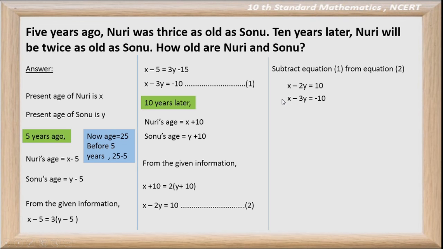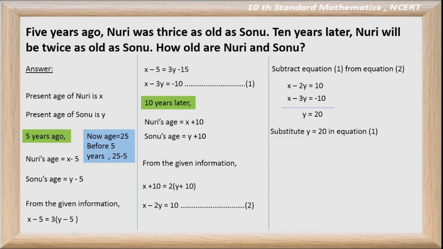Now change the sign. So here minus x, this minus will change to positive 3y equal to minus 10. Minus 10 will become positive 10. The x term got cancelled, eliminated, and minus 2y plus 3y. Minus 2 plus 3 is 1, so 1y. The sign is that of the bigger one, which is positive. So we will get y equal 10 plus 10 is 20. We got the value of y.